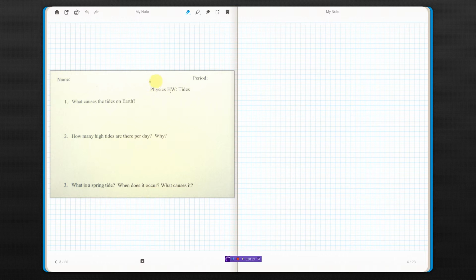So anyways, what causes the tides on Earth? It's the moon, but not just the moon, the gravity of the moon. And we're going to talk about the sun in a little bit too. Basically what's going on here is you've got the Earth. This is totally not going to be to scale, you guys. Not to scale at all. Please keep that in mind at all times.